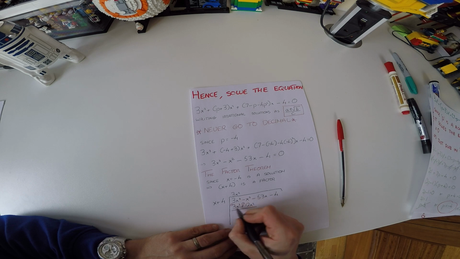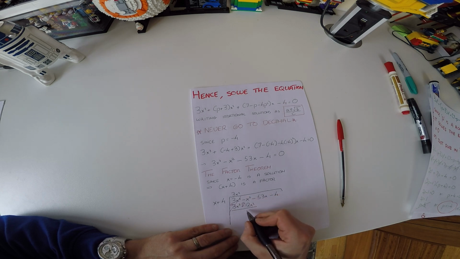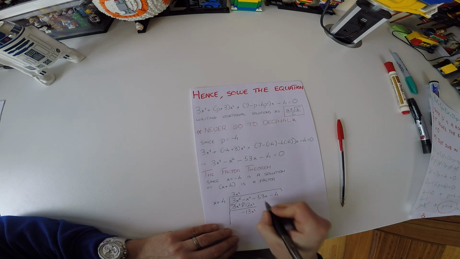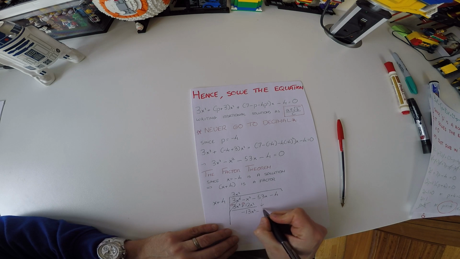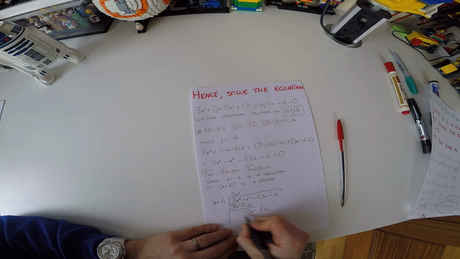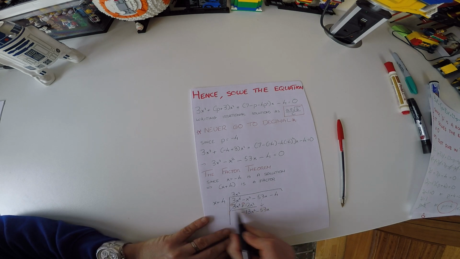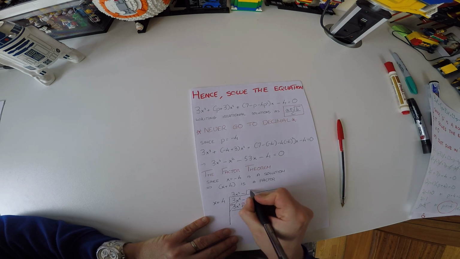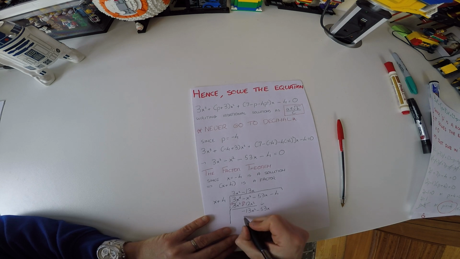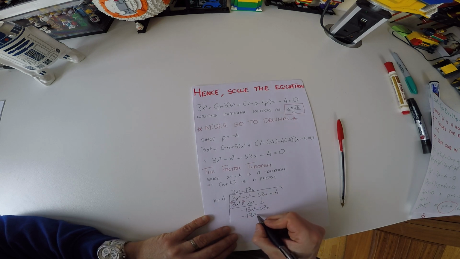So 3x cubed and now a minus 3x cubed cancel each other out. Minus x squared minus 12x squared gives us a minus 13x squared. Bring this guy down. And now we do the same again with the leading number here. So x times what gives us minus 13x squared? That's minus 13x. So that's going to be minus 13x squared. And similarly this times the 4 is going to give us a minus 52x.